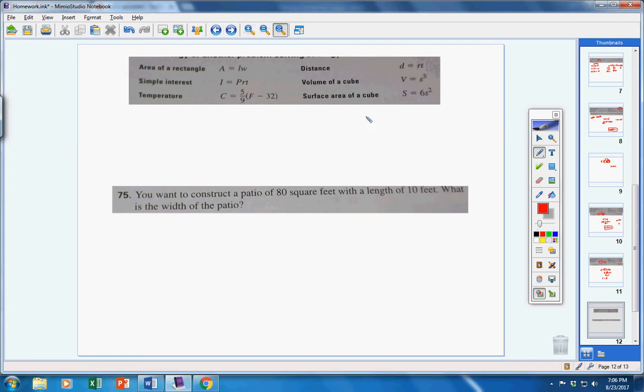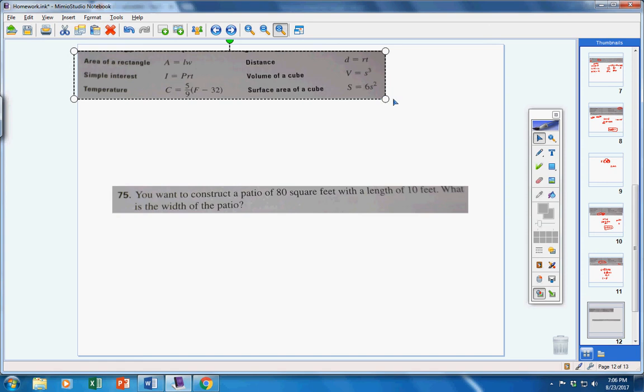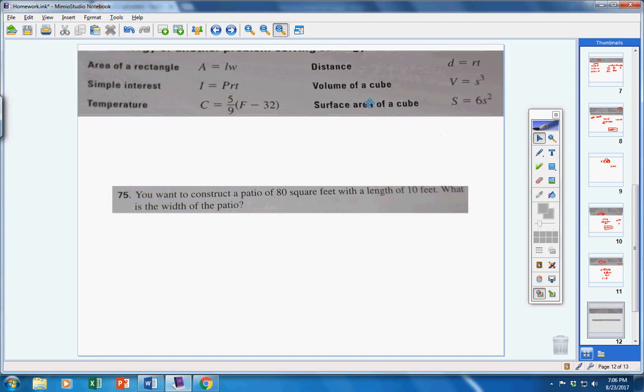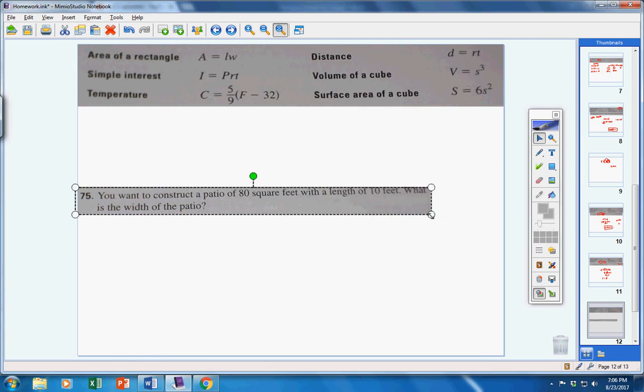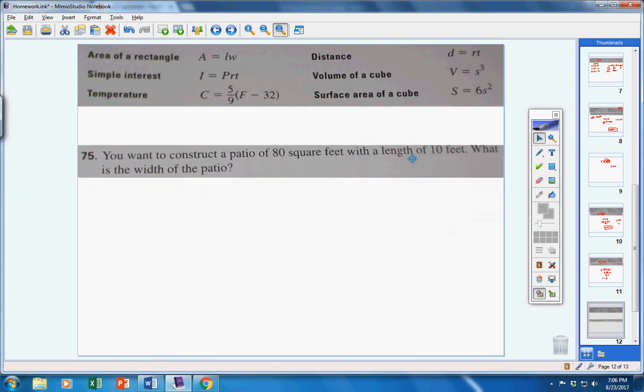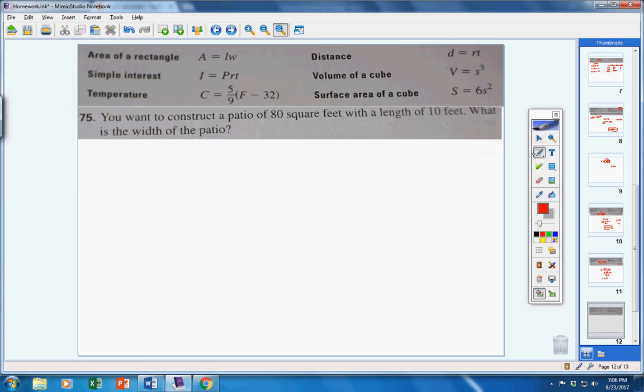Number 75. We're dealing now with a patio, and they give us the area. The area is 80 square feet. Alright? So, once again, I like to say this a lot. Pretend you're up in the air, hanging in the air like a bird, just flying. You look down on the patio. The patio is not going to look like this, or like this, or like this. It's going to be a square or a rectangle, okay?